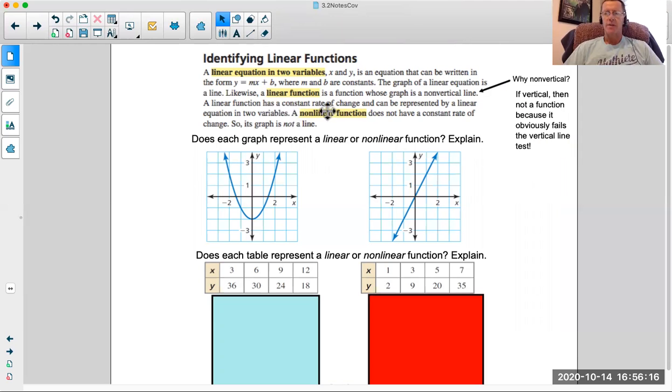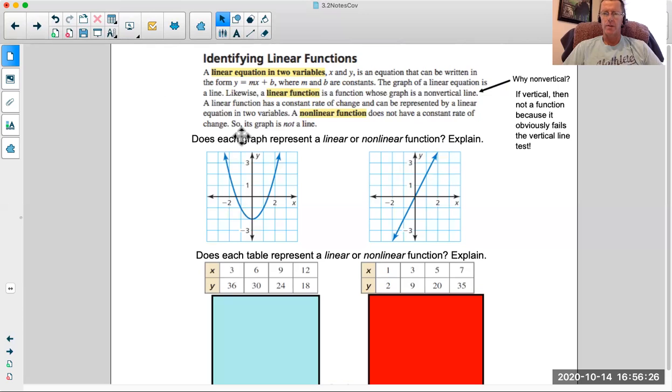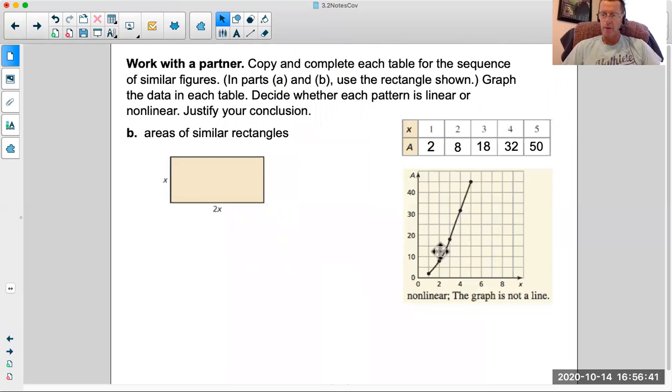A linear function has a constant rate of change, and we saw that right back here. Up 1, up 6, up 1, up 6, okay? We saw a constant rate of change. And it can be represented by a linear equation in two variables. y equals mx plus b would be the form you could write it in. A nonlinear function doesn't have a constant rate of change. So its graph is not a line, like this one, right? Wasn't a constant rate of change.